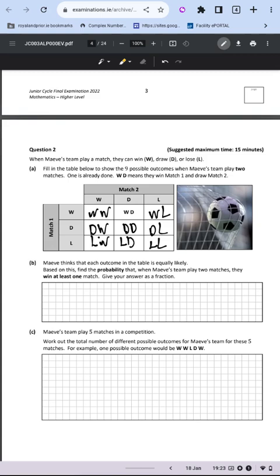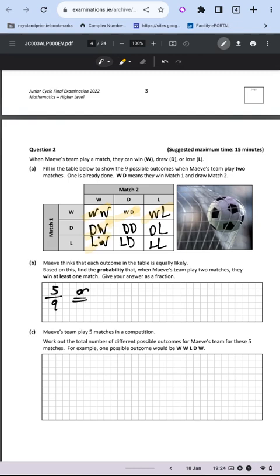Maeve thinks that each outcome is equally likely. Based on this, find the probability that when Maeve's team plays 2 matches, they win at least one match. So win at least one. So here they're winning at least one. Here, here, here, and here. So how many have I got? I have 5 out of 9.